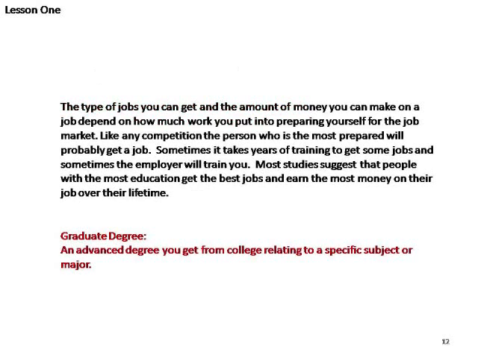The type of job you get and the amount of money you can make on a job depend on how much work you put into preparing yourself for the job market. Like any competition, the person who is the most prepared will probably get a job. Sometimes it takes years of training to get some jobs, and sometimes the employer will train you. Most studies suggest that people with the most education get the best jobs and earn the most money on their job over their lifetime. One way to be more prepared for a job is to get more education.